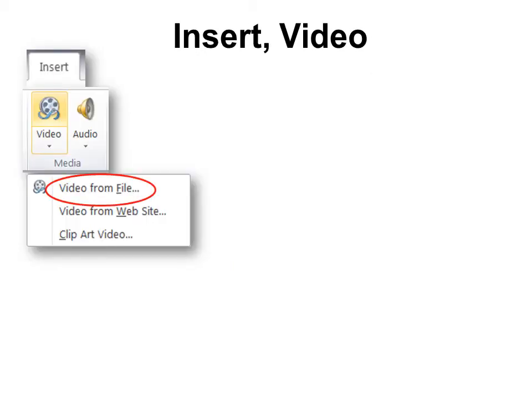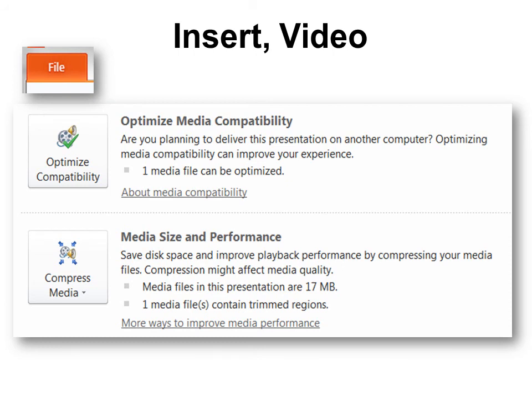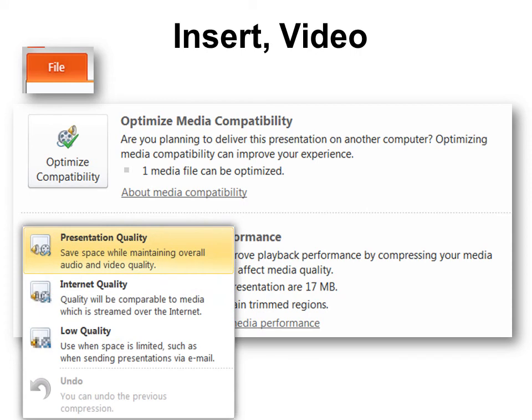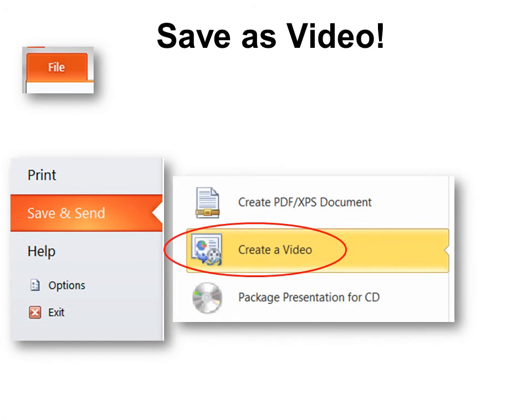Sometimes you might want to insert actual video into your new video. You can do that. Make sure it's video from file. Make sure that you optimize compatibility, because video is going to take a lot of space, and so it allows you to compress. Also, if you have a lot of audio that you trimmed, you might want to compress it as well. And you have some options for compressing. And if you're going to post it, for example, on YouTube, you can make it internet quality. And then you go to File, Save as Video, Save and Send, and then you have Create a Video option.